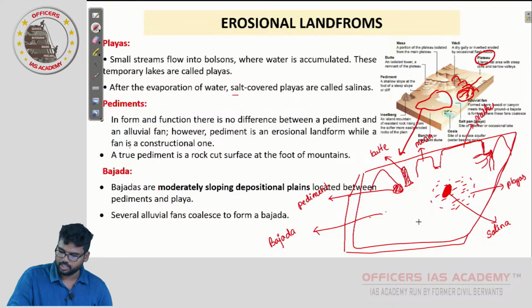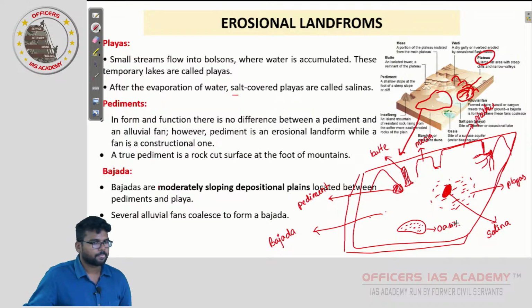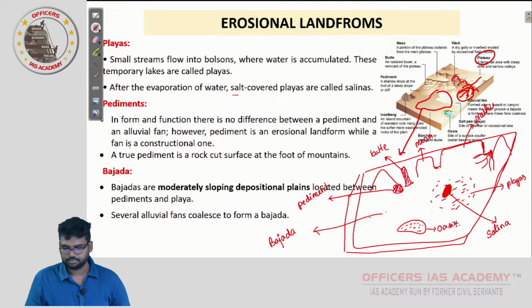We can also have the water bodies within it, they are called oases. We will cover them. These are some of the peculiar areas where there is groundwater reaching up to the surface, and as a result even in the arid conditions there is a perennial availability of the water. Such things are called oases.